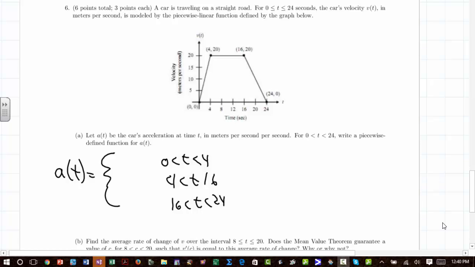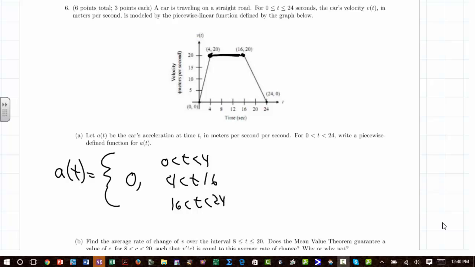So I'll do the easy one first. Hey, from 4 to 16, the slope of that line is 0. Oh, there's 0 acceleration. There's no change in velocity. If you're moving at a constant velocity, you're not accelerating, you're not decelerating. All right? So what about this other part?